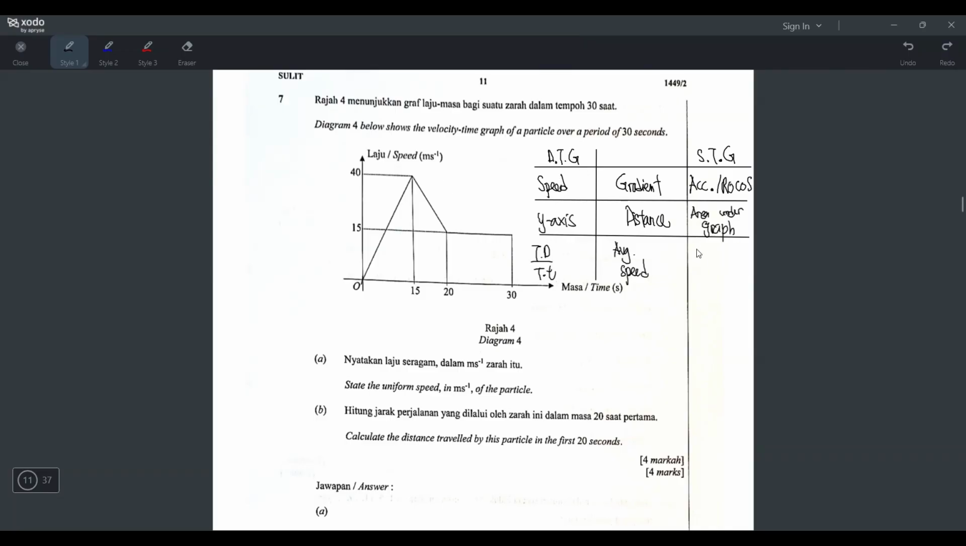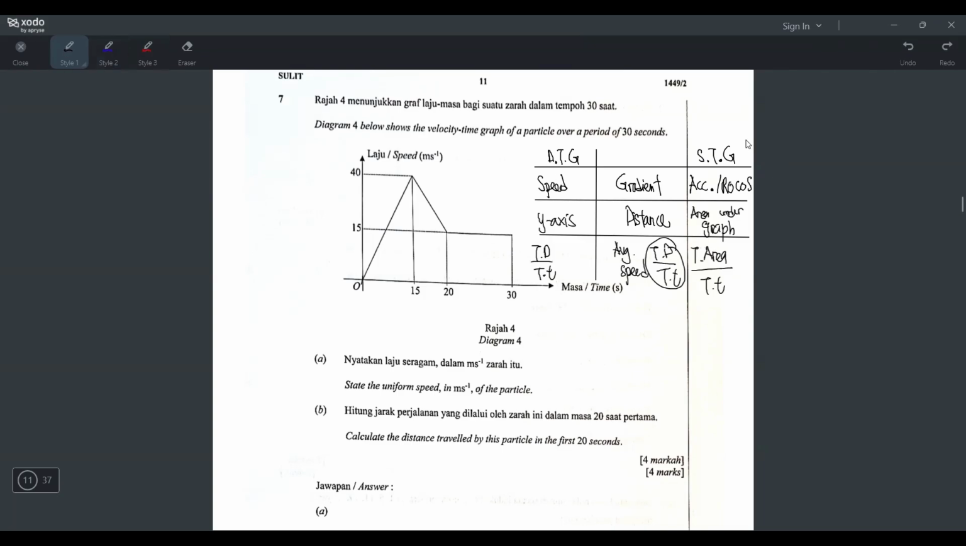But for speed time graph, you have to get the total area and then divide by total time. Why? Because actually the average speed formula is total distance over total time. But for speed time graph, you cannot get your total distance easily because the y-axis is speed, right? It's a speed time graph. So you have to find the distance by using area under the graph, just like what I mentioned earlier. Only after you get your total area do you know your total distance, and then you divide by total time, right?